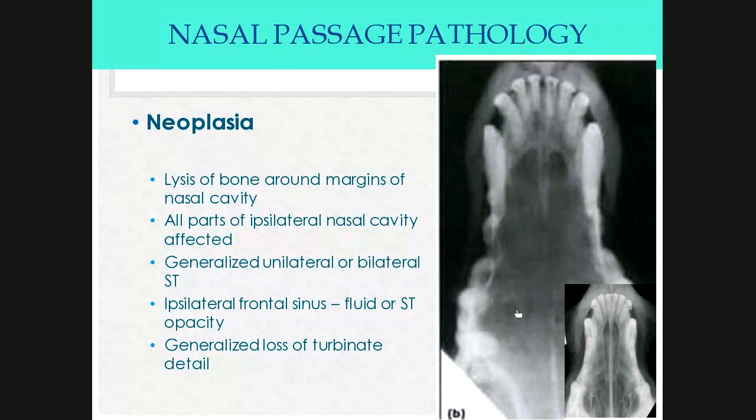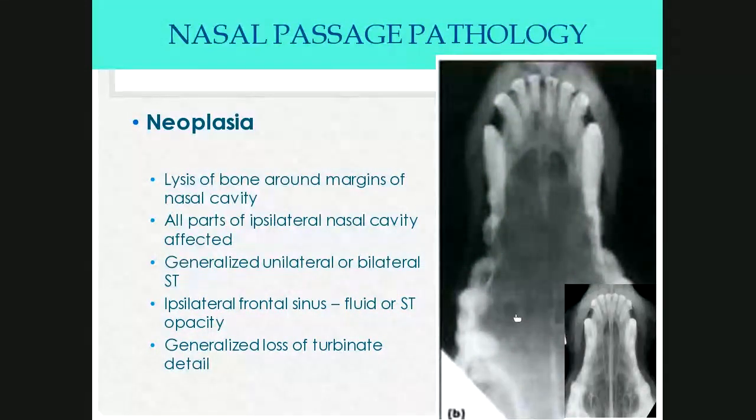And then there are these radiolucent foci, which shouldn't be here, and that is consistent with lysis of the hard palate. So in this case, it was an advanced case of nasal carcinoma. Nasal tumors in the cat are quite rare, and they're not that common in the dog. The long-nosed breeds, so the dolichocephalic breeds, or older dogs are more commonly affected.